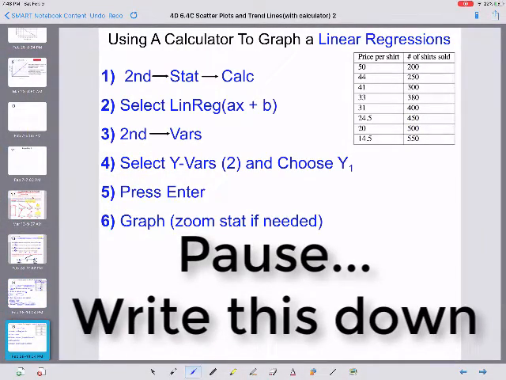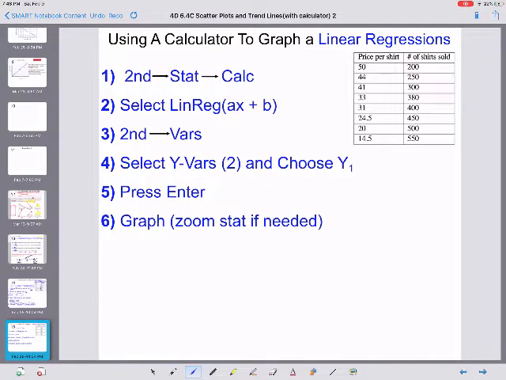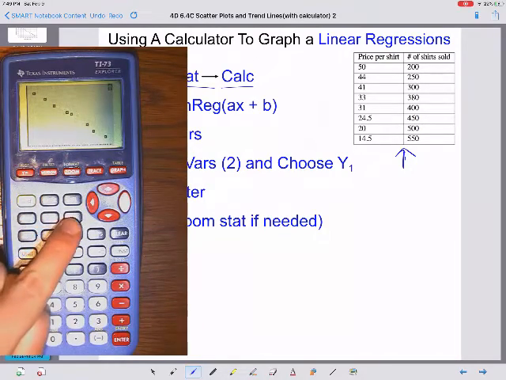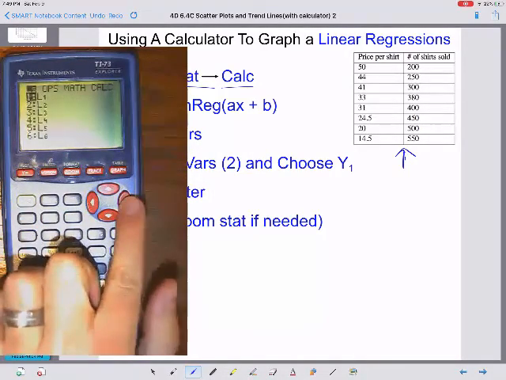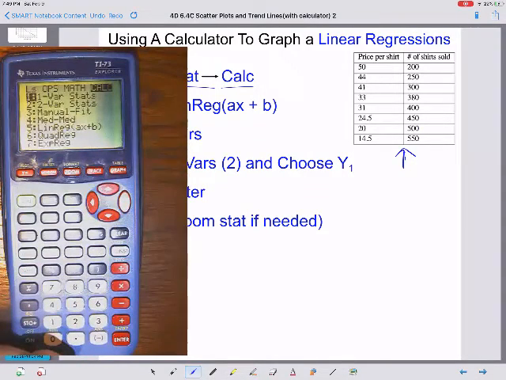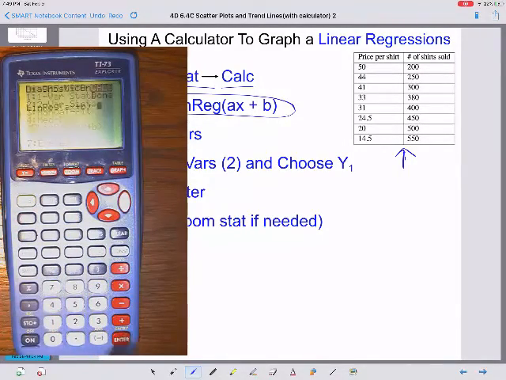So let's take a look at drawing the actual trend line through our graph now. That should be kind of exciting. So let's follow these steps. I've got the same table here, and I'm going to use the same data. We're going to go second, stat, calc. So second, stat, which is the list button. Go over to calc. And then we're going to be doing the linear regression. It's LinReg, and then it says ax plus b. It's option 5.